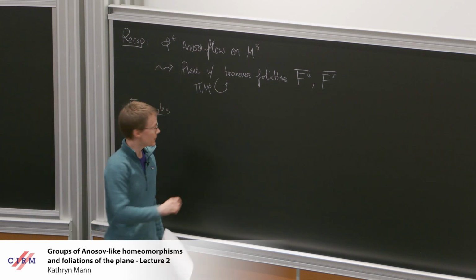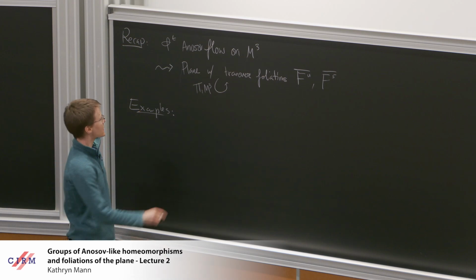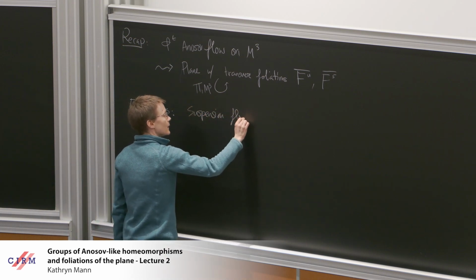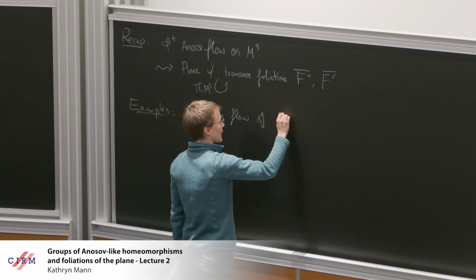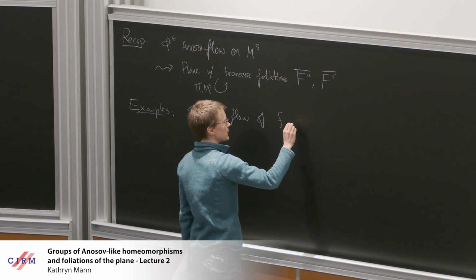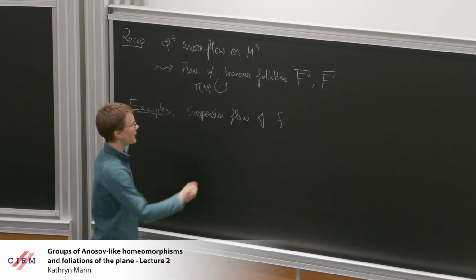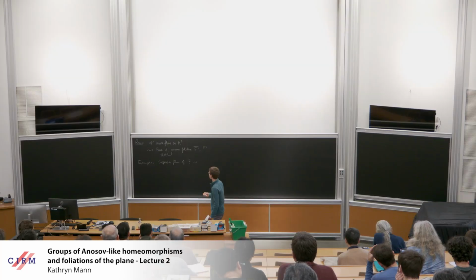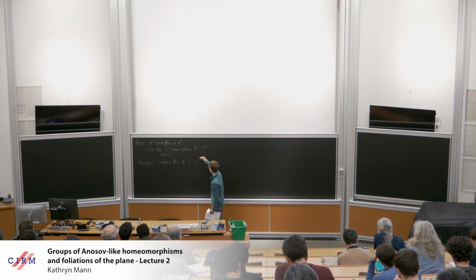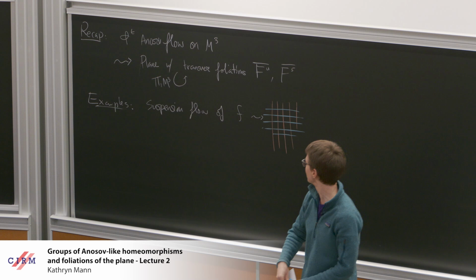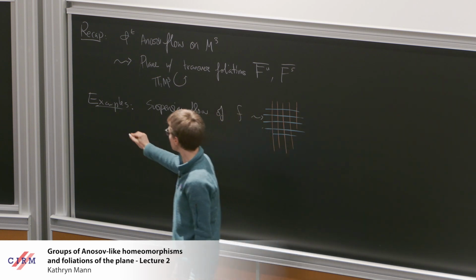I didn't end up getting to. We saw the suspension flow of a hyperbolic automorphism of T2, of the torus. This gives as your plane, this is easy to pick out from the definition, what I call the trivial bifoliated plane, which is just R2 with the standard horizontal and vertical foliations.